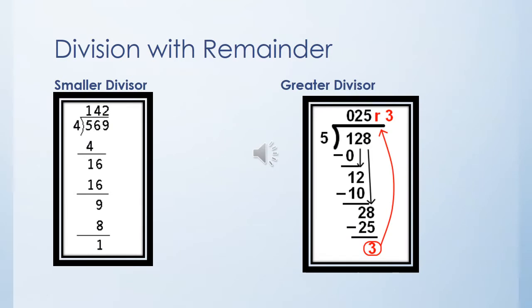Now the next is division with remainder. In this, on your screen, the same method is followed, with a smaller divisor and a greater divisor. Now the first example is 569 divided by 4. 5 is greater, 4 is smaller. So you will consider only one digit, that is 5.